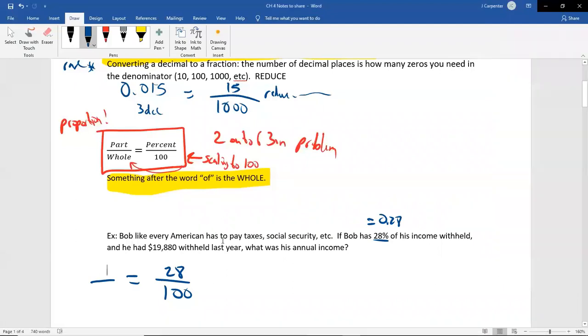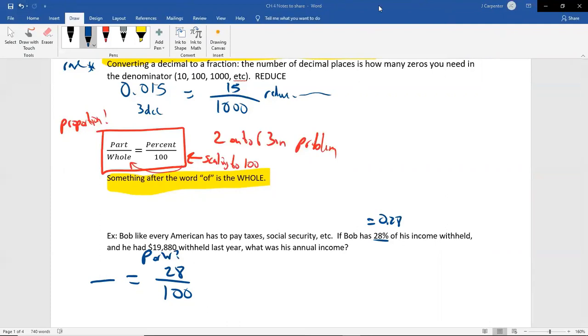That's one tiny thing to be careful with, that some people will convert this percentage to a decimal and then put the decimal here. But no, because this is a fraction representation of a percentage, the 28% literally means 28 over 100. So then the only thing is, where does this 19,880 go? Does it go here or does it go here? Which spot does it go? So what you have to ask is, is it the part or is it the whole? So is this roughly $20,000 part of his income, or is it all of his income?